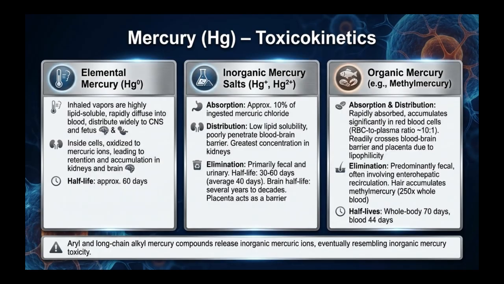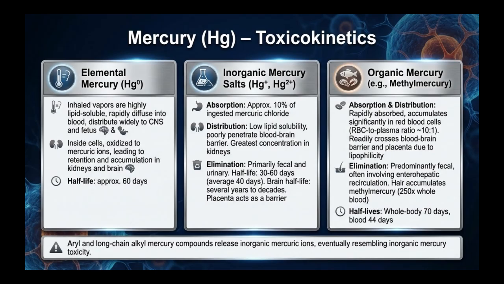Excretion mainly occurs through feces and urine, primarily via tubular and biliary secretion. The half-life of inorganic mercury in the body ranges from 30 to 60 days, averaging around 40 days, but in the brain, it can persist for several years to decades. The placenta acts as an effective barrier to mercuric ions. Organic mercury, such as methylmercury, is readily absorbed and tends to accumulate significantly in red blood cells, with an approximate ratio of 10 to 1 compared to plasma.